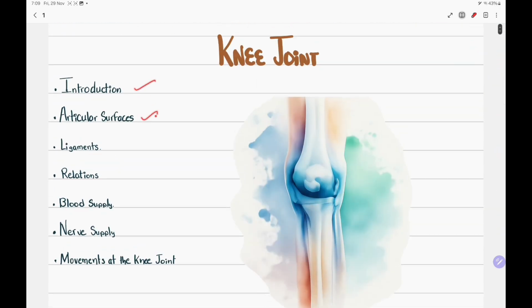Done with introduction, articular surfaces, ligaments, relations, blood supply, nerve supply, and the movements of the knee joint. In the next video, we'll cover the locking and unlocking mechanism of the knee joint.